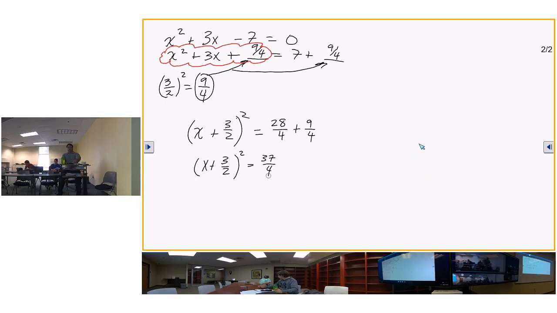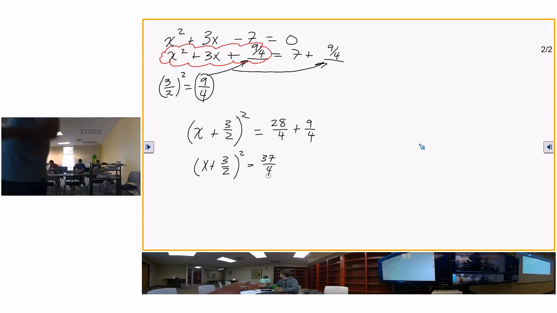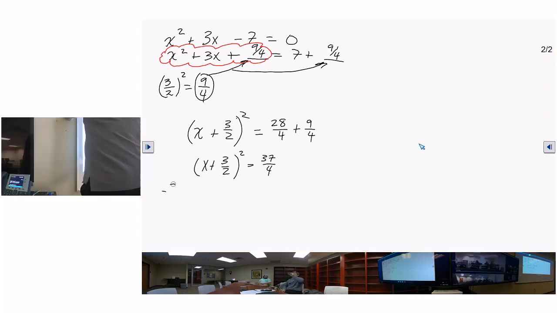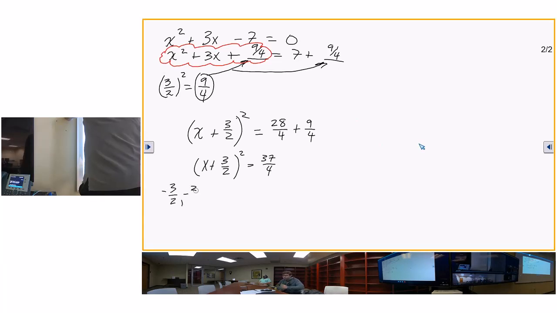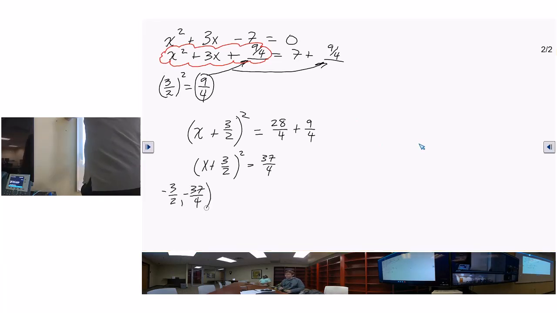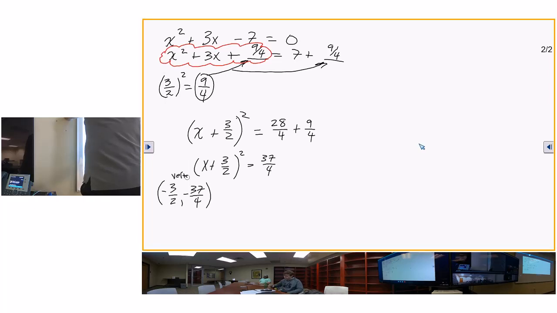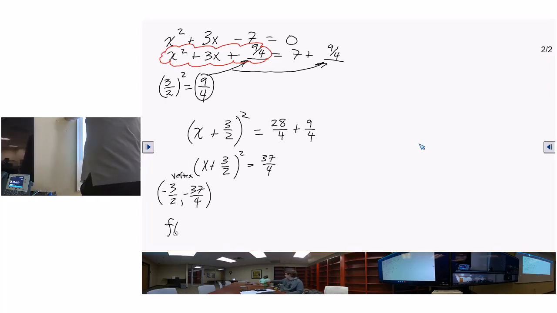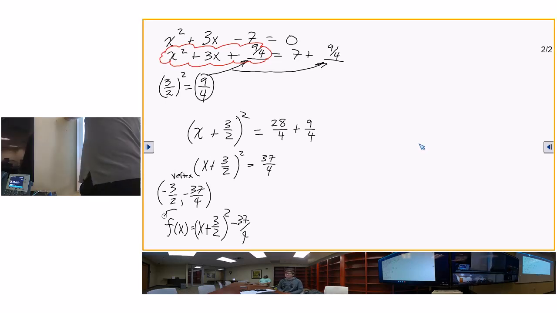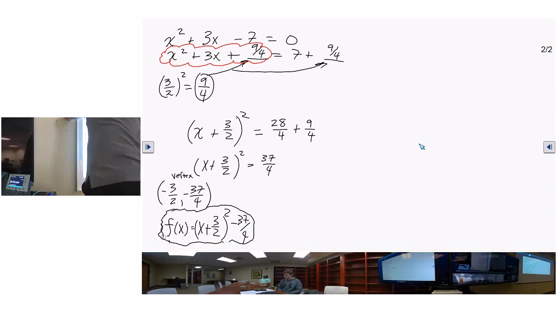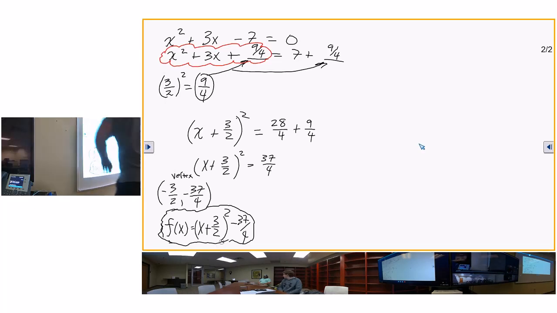All right, so we've got, what's the vertex? -3/2, comma, -37/4. That's your vertex. And then f of x is equal to x plus 3/2 quantity squared minus 37/4. And I'm going to quit writing it that way, but I need to show y'all that sometimes the homework and the test wants it written in that form, so that's how you write it in that form.